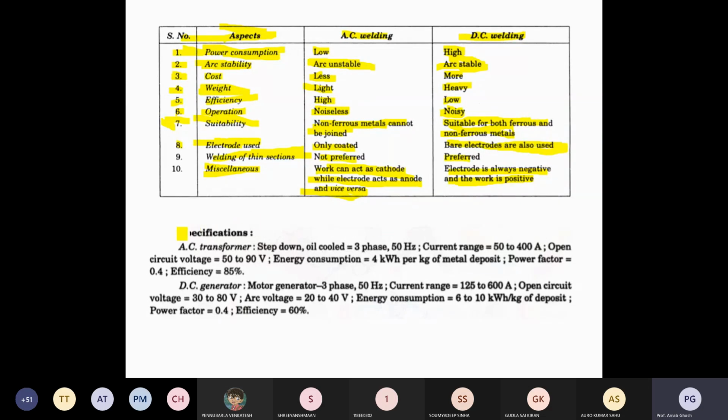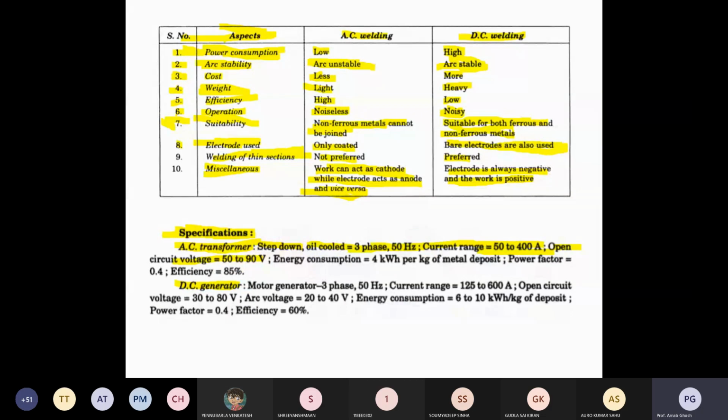Then you have to know the specifications. What kinds of specifications can you observe? The AC transformer is the basic one for AC welding, and a DC generator is required for DC welding. So for AC welding, the transformer should be step down, oil cooled, 3 phase, 50 hertz. Current range is 50 to 400 ampere. Open circuit voltage is 50 to 90 volt, based on your ranging.